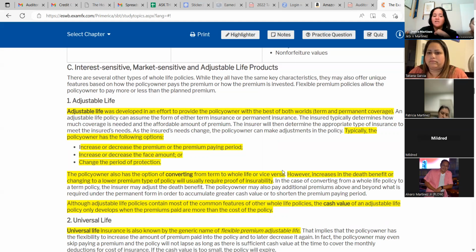So typically the policy owner has the following options: increase or decrease the premium or the premium paying period, increase or decrease the face amount, or change the period of protection, right? So you can ask, hey, do I want to pay more? Do I want to pay for more time or less time? Do I want more or less benefit when I'm dying? Or do I want it for 20 years, 30 years, or my whole life? So those are the three things that you can change in the adjustable life.